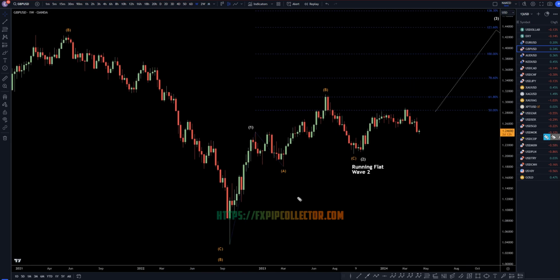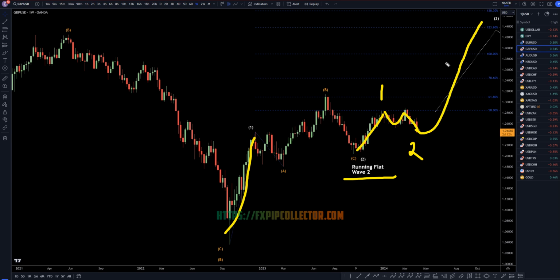On the weekly time frame, I still think this looks like a wave 1. I still think this middle section is a running flat wave 2. If that's true, then that means that this is a 1 of 3, this is a 2 of 3, and eventually I do still think it is going to go up and make that 3, 4, and 5, just like I was showing on the higher time frames.